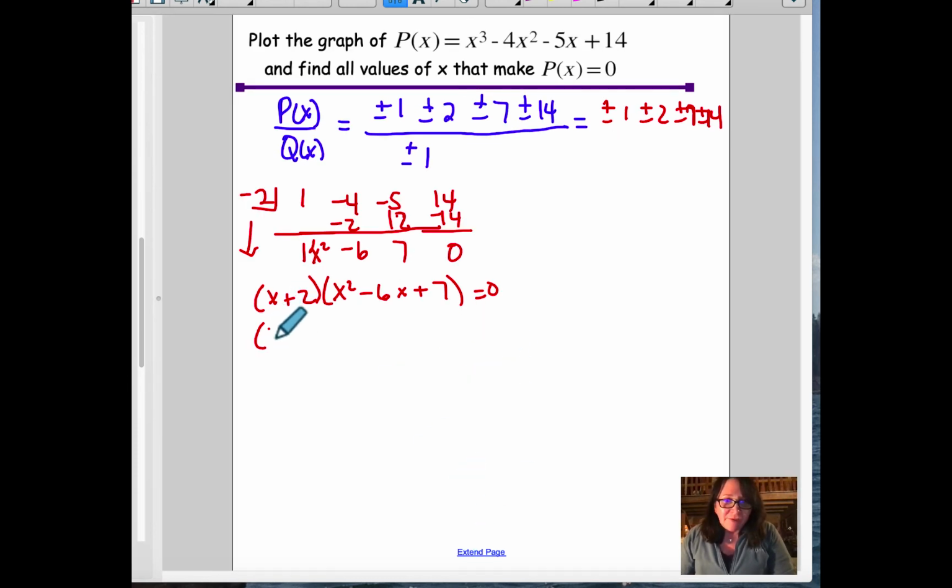And so I'm going to factor that. I get x plus 2. I get x minus, oh boy, let's see, does that actually factor? I don't think that factors.